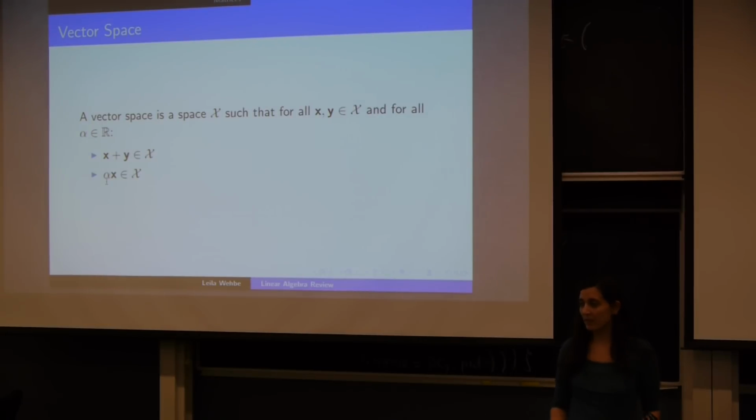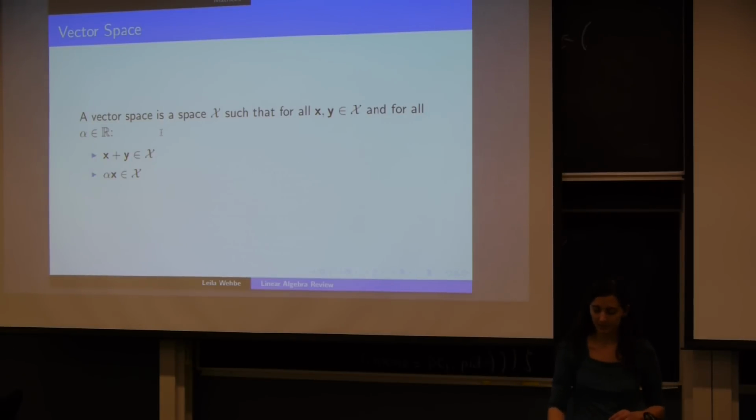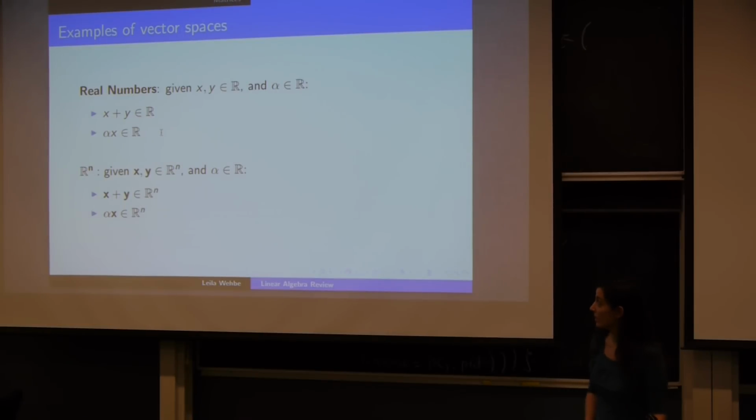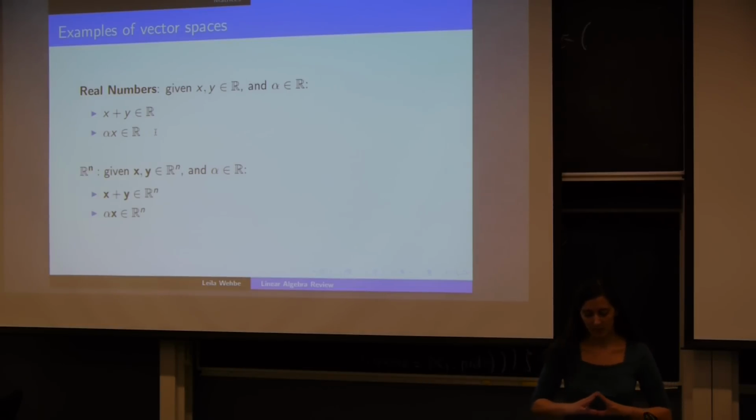So vector spaces. A vector space is a space X in which, for any two elements X and Y in that space, and for any alpha in R, we have the following properties. X plus Y also belongs to the space X, and alpha X is also in the space X. So as an example, real numbers constitute a vector space. If you have two real numbers X and Y, the sum X plus Y is also a real number. And also, alpha X is also a real number. Another example of a vector space is Rn. You might have used that in 2D, for example, two vectors in 2D, X and Y. The sum of X plus Y is also in R2, if we're talking about R2. And also, alpha X is in R2.